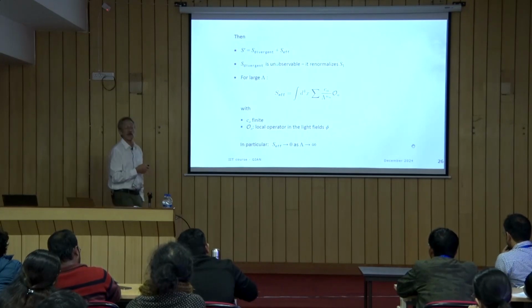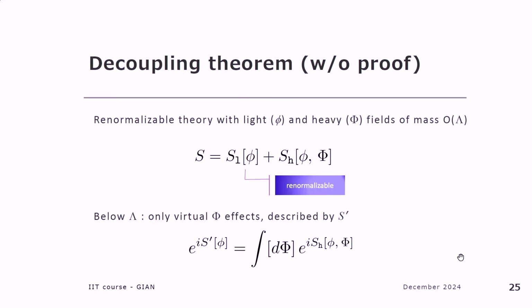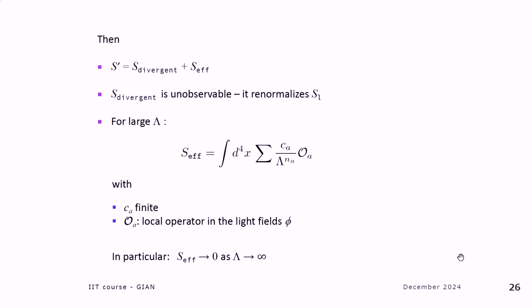And then, again, the last part of the proof is that for large lambda, the scale of the heavy fields, the S effective can be written as a series in 1 over lambda with operators O_A that, since I've integrated out the heavy fields, are made out of only the light fields.